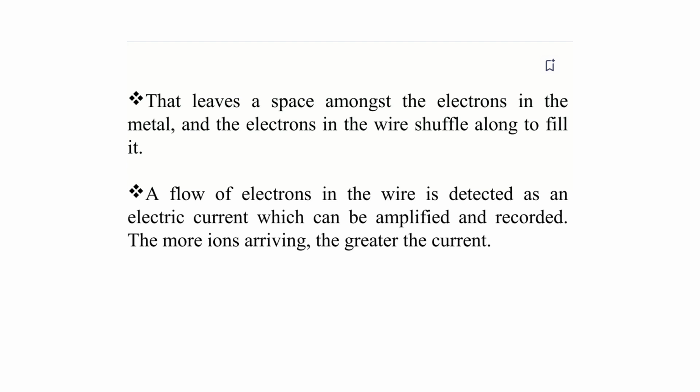So this process, the neutralization of the positively charged ions, leaves a space among the electrons in the metal, and the electrons in the wire shuffle along to fill it. So a flow of electrons in the wire is detected as an electric current, which is amplified and recorded, and the more ions arriving, the greater the current is.